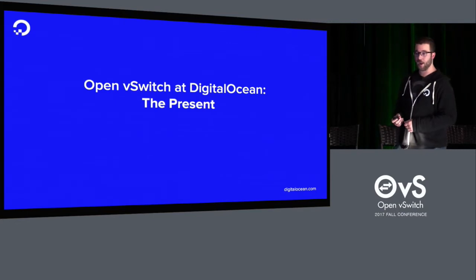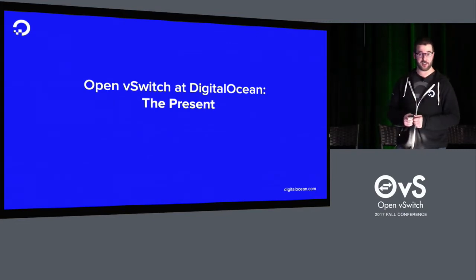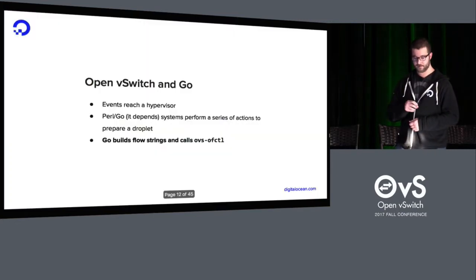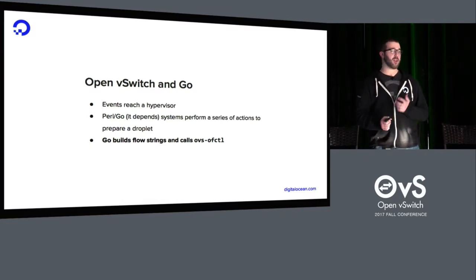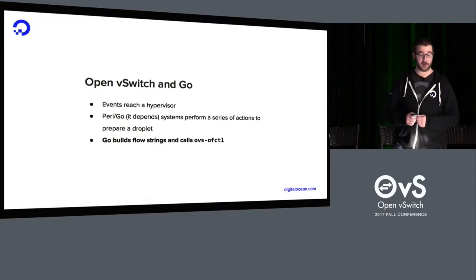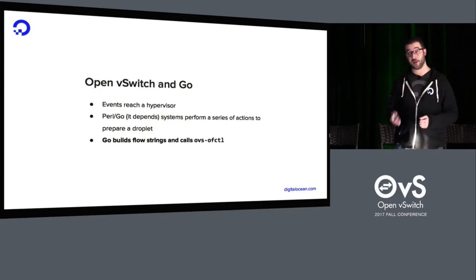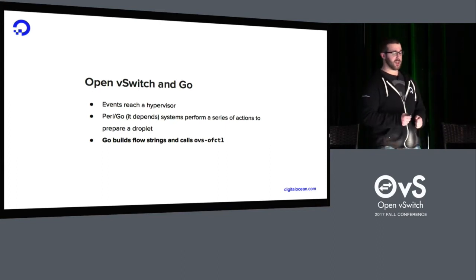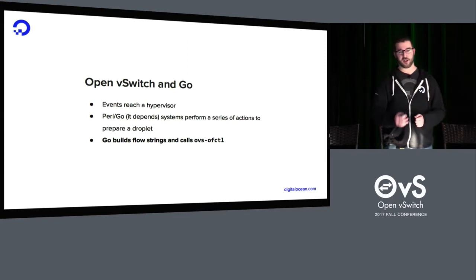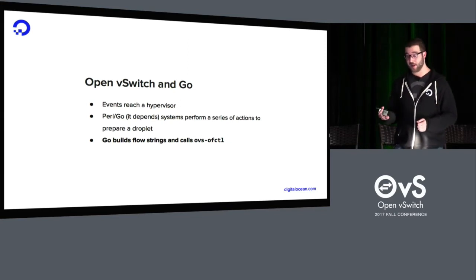So let's talk about where we are today with vSwitch at DigitalOcean. So today, we primarily use vSwitch with the Go programming language. In this scenario, events reach a hypervisor, and then Perl or Go, depending on the system, picks up these events and performs some series of actions to prepare a droplet for existence. Finally, Go builds flow strings and calls out to OvS CTL, much in the same way.